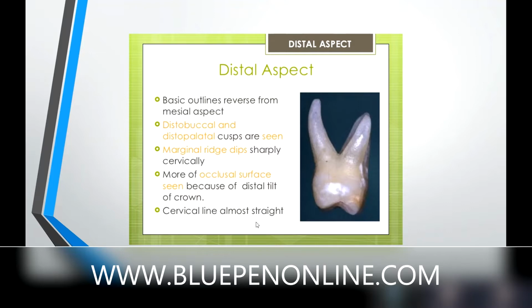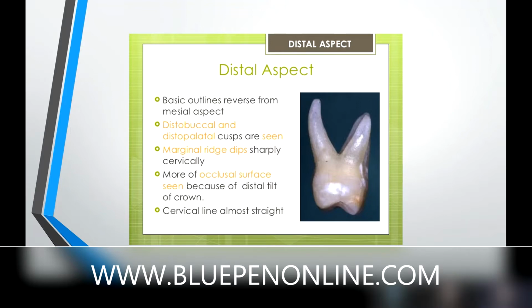Cervical line almost straight. First, imagine a maxillary molar in your hand. The crown has 4 main cusps and 1 accessory cusp. The 4 cusps are mesobuccal, distobuccal, mesopalatal, distopalatal. First the general idea: 4 cusps, 3 roots. One is mesobuccal, one distobuccal root, and one palatal root. This is the basic idea.